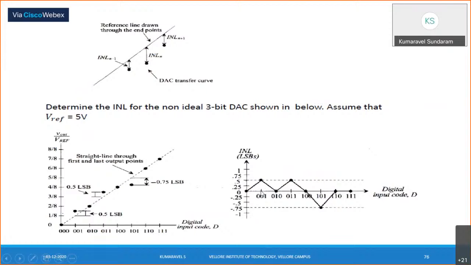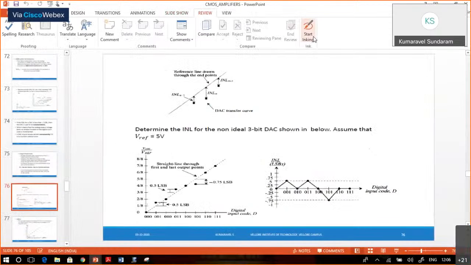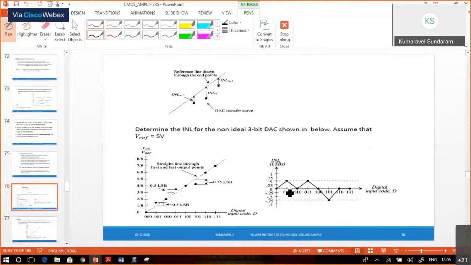If you observe the diagram at the right hand side, for 001 it is going to be 0.5 LSB. For 010, similarly, it is 0. The reference line point and the output value point are lying at the same position, so it is 0. For 011, it should lie somewhere here, but 0.5 LSB. For 100, it is exact, so 0 LSB as INL.